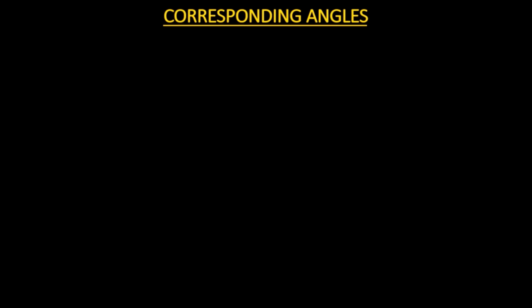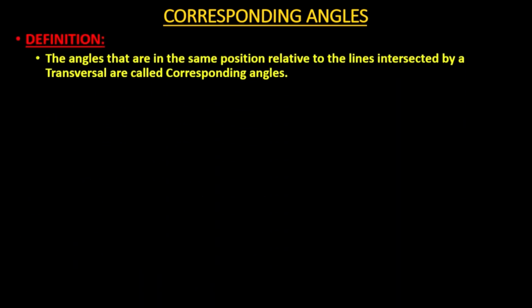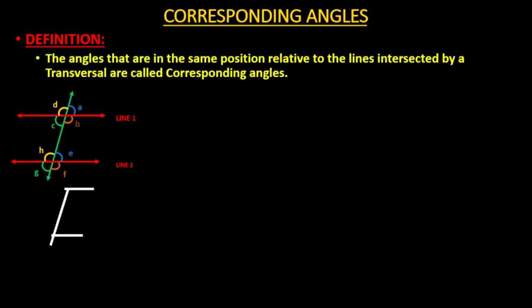Corresponding angles. The angles that are in the same position relative to the lines intersected by a transversal are called corresponding angles. Look at the example. Follow the white lines. Here the white lines are in the shape of F. Here angle B and angle F are corresponding angles.